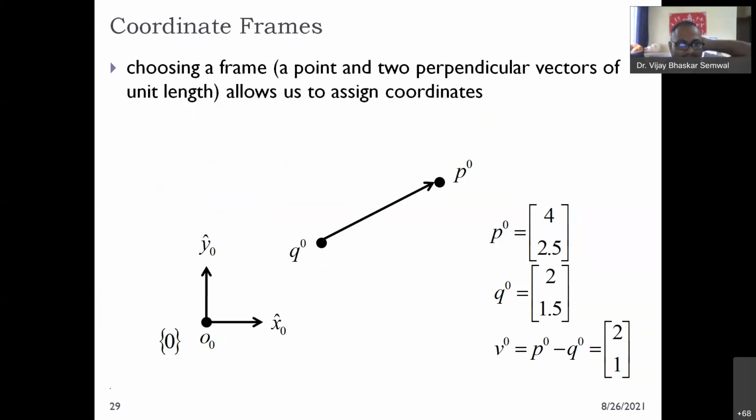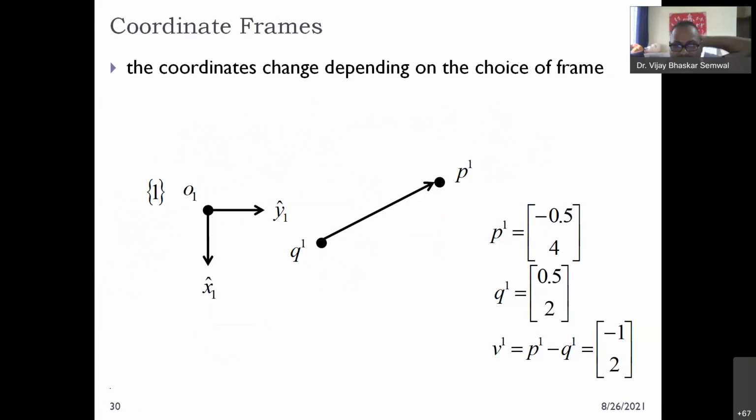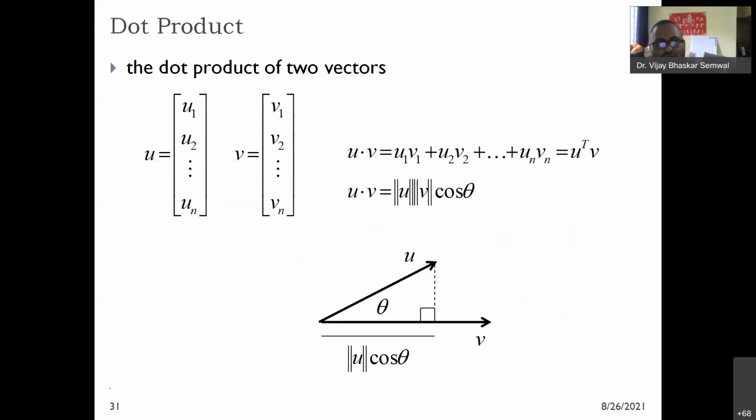You can have different base frames also, frame one from a different direction. You can say that in this case I'm having the negative direction. The coordinates change depending on the choice. So once the base frame is changing, it is changing the other things also, depending on the application we use.